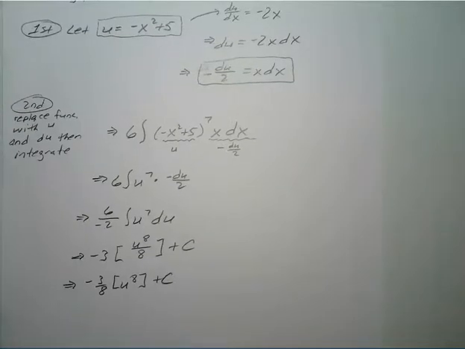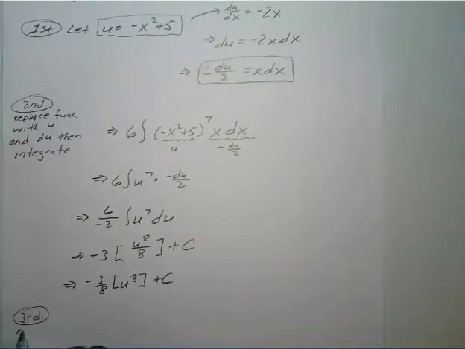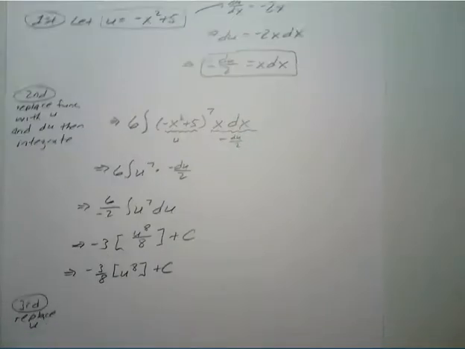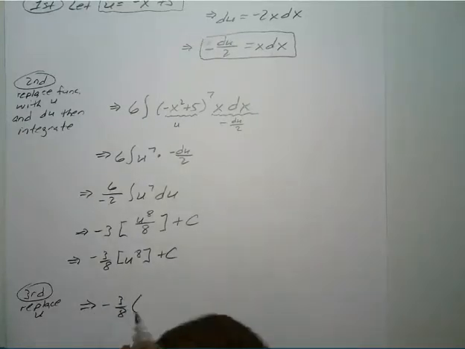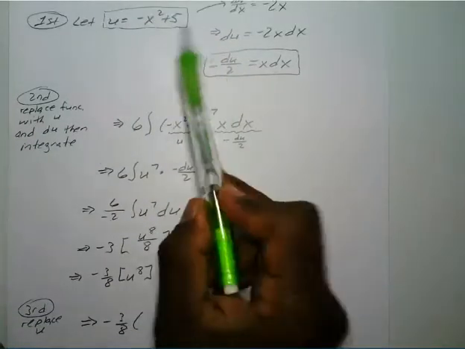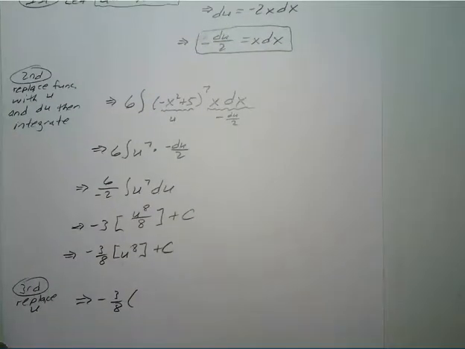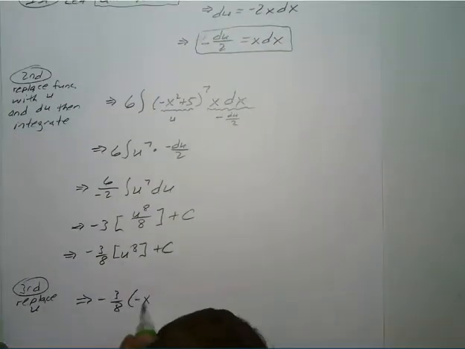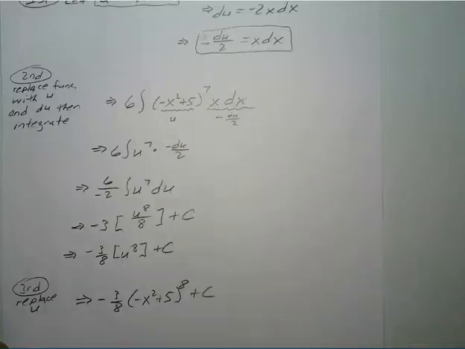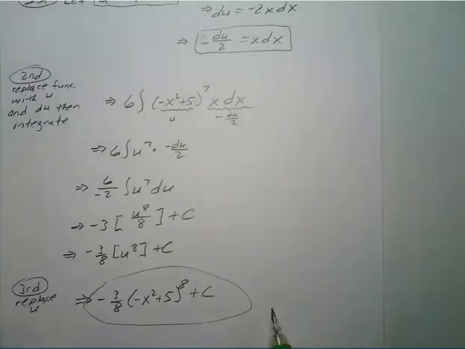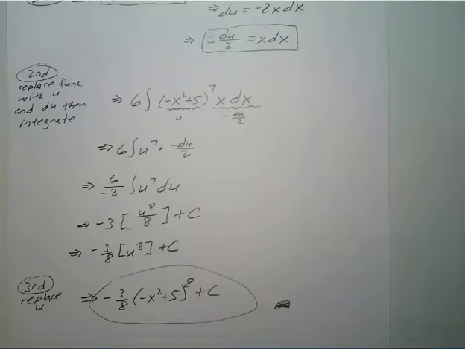Okay, which brings us to our third step. Replace the u. We'll bring that up some more. Okay, so that would have us at negative 3 over 8. Remember our u is negative x squared plus 5. So that's negative 3 over 8 times negative x squared plus 5 to the 8th power plus c. All right, and that would be our answer. All right. So, if you are still writing, feel free to press pause, but we're going to go ahead and move on to our next example.